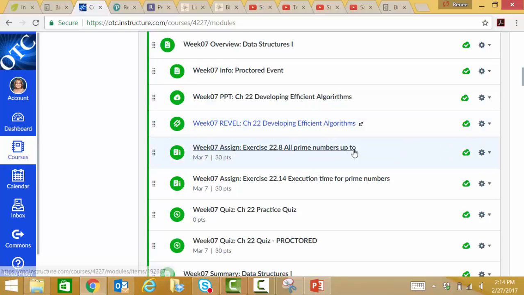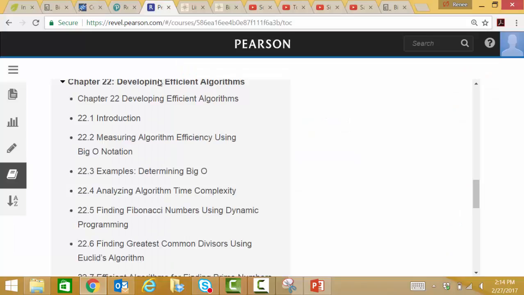Your assignments are all prime numbers up to a certain number. Please be sure to look at the instructions in the assignment, because I don't want you to do exactly what they say to do in the book. And then in 2214, you're going to be comparing some different execution times. Now, for both of these, or at least for the prime numbers up to a certain number, you're going to need to know a little bit of information about writing a binary file.